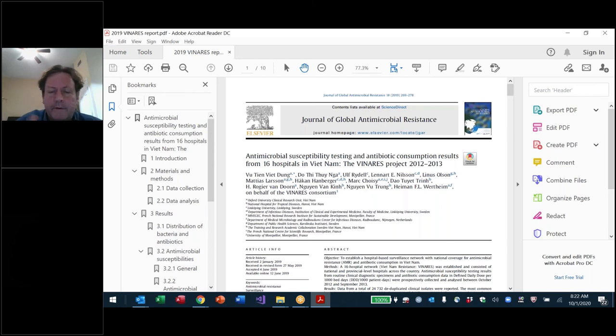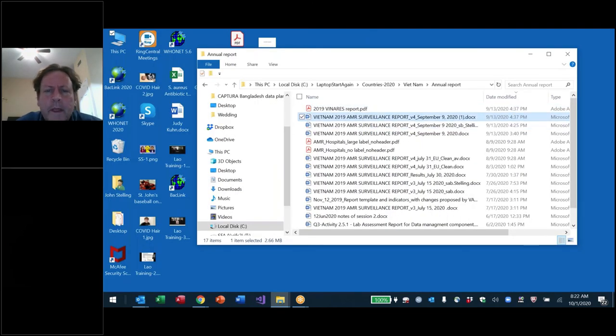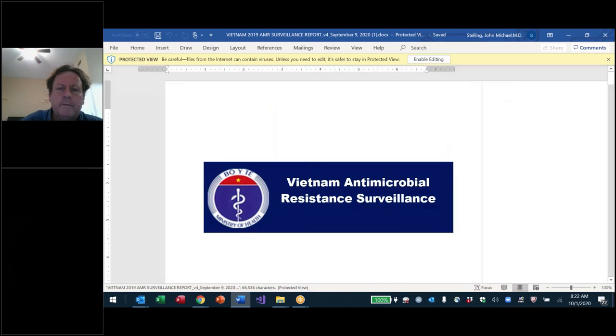So the VINARS is Vietnam antimicrobial resistance. And you can see WHONET is mentioned in their methodology for how they collected their data. But that's not what I meant to show you. Okay, this is the draft report from September 9th. And hopefully in the next few weeks, they're going to finalize it and eventually make it available.